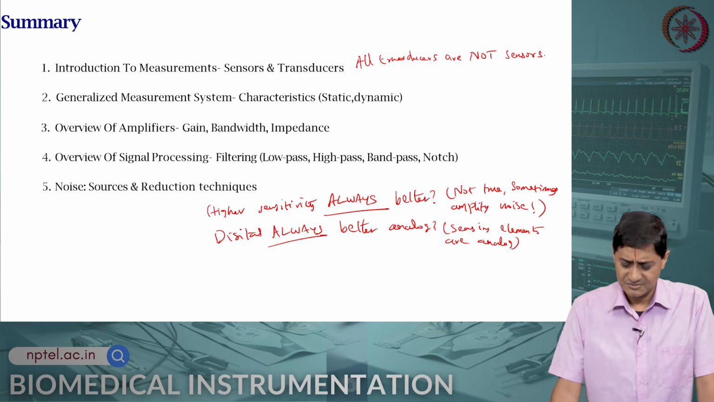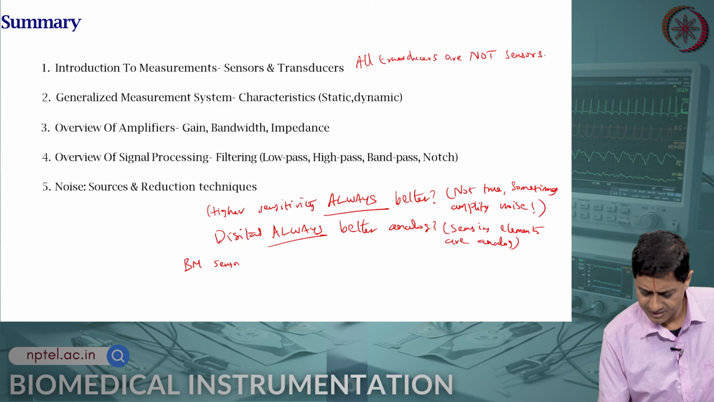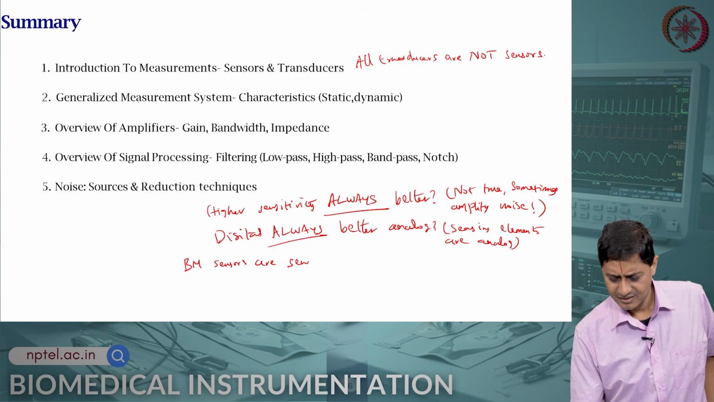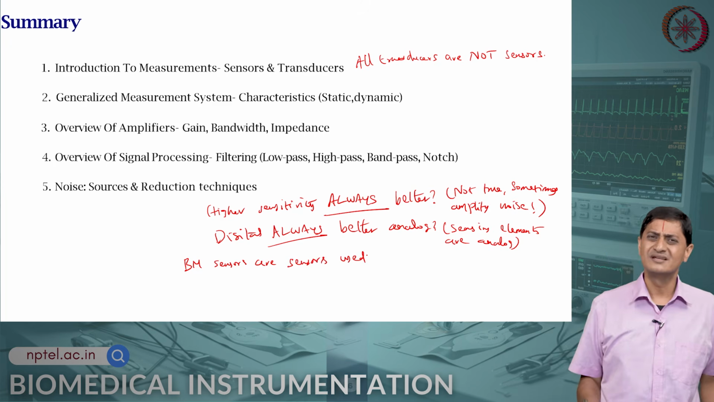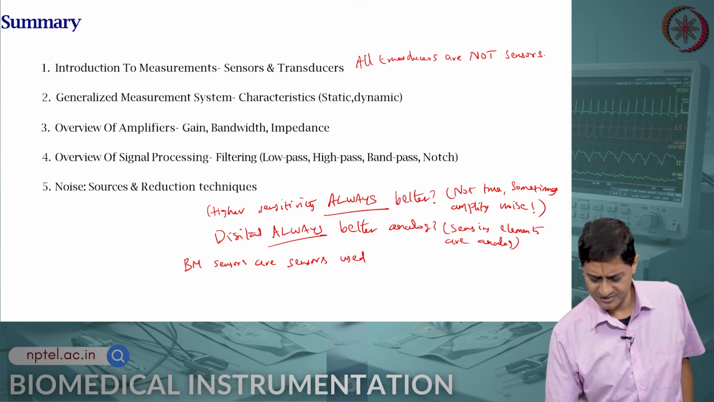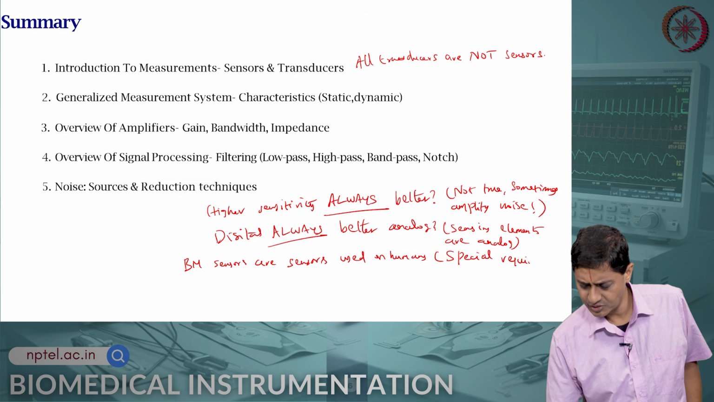Many times students think that biomedical sensors are essentially just sensors that are used on humans. For example, a biomedical pressure sensor is the same as any other pressure sensor, just that this is used on humans. This is not true, because there are some special requirements to be used on humans.